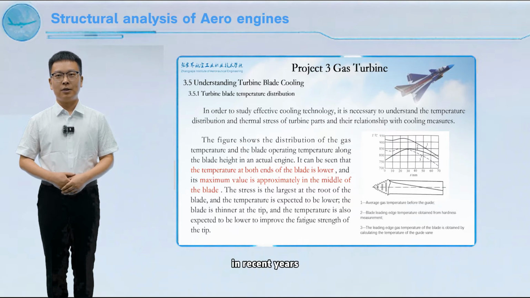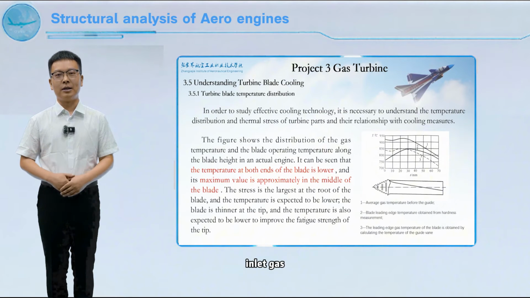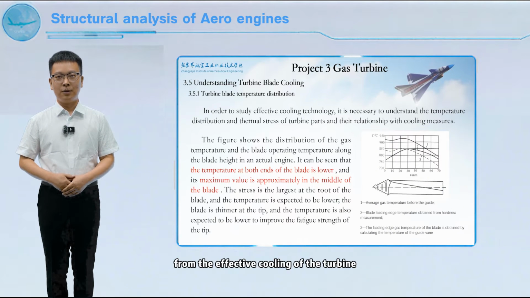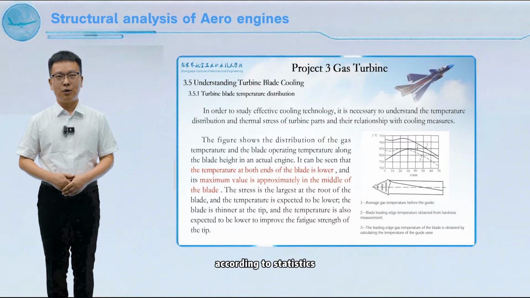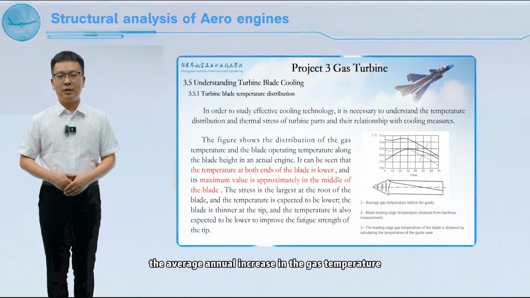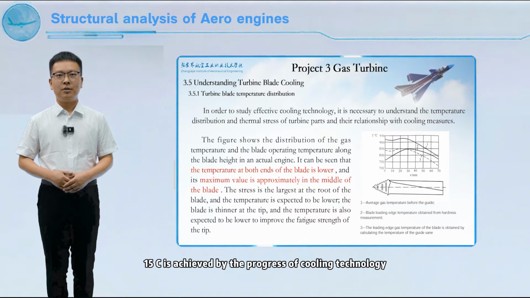In recent years, the annual increase in the temperature of the turbine inlet gas is inseparable from the effective cooling of the turbine, especially the rapid improvement of the air cooling technology inside the blades. According to statistics, the average annual increase in the gas temperature before the turbine is about 25 degrees C, of which about 15 degrees C is achieved by the progress of cooling technology.